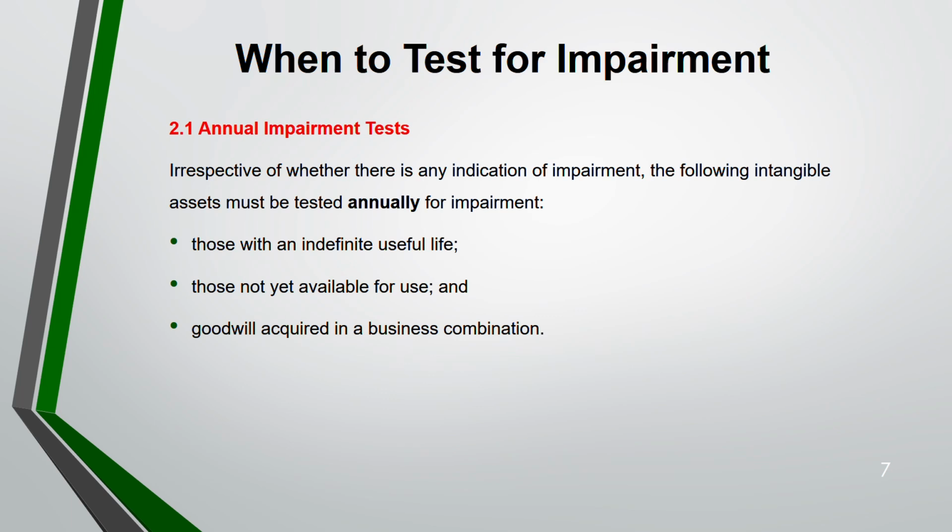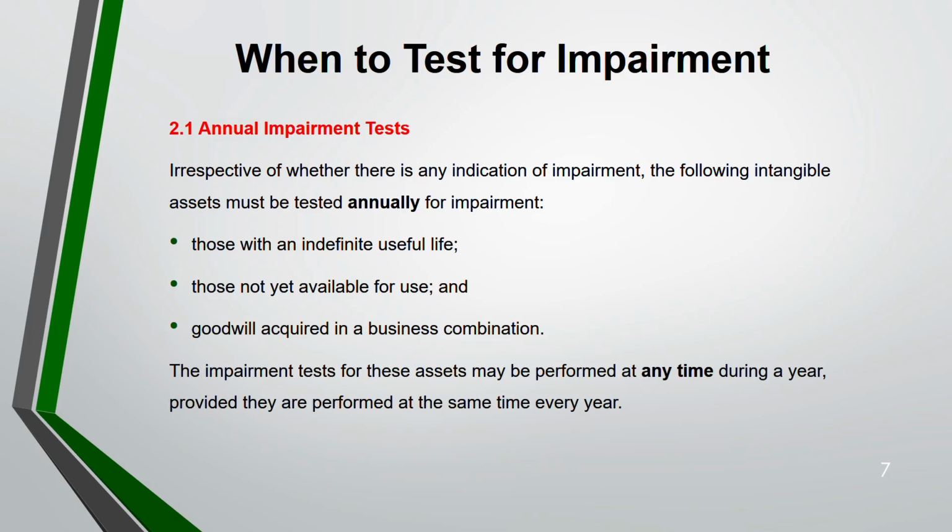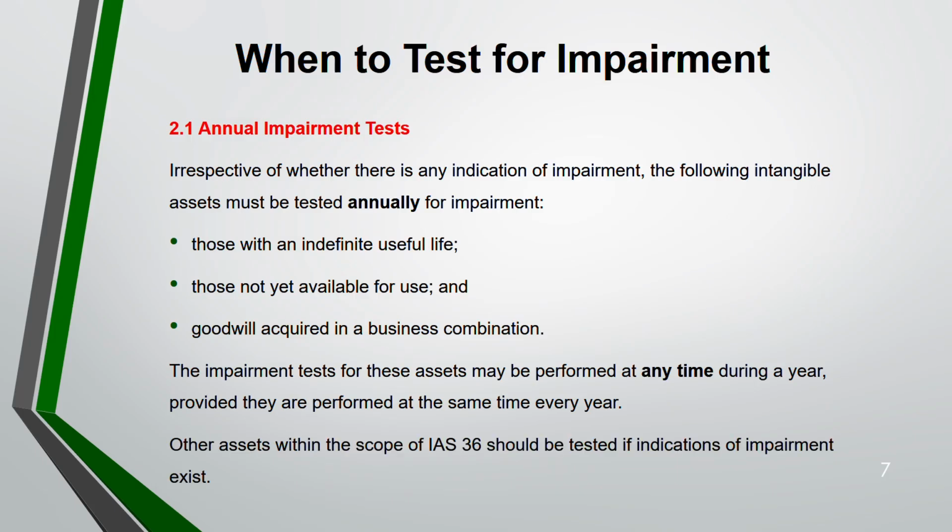So for these 3 assets, doesn't matter if indication of impairment is there or not, you have to test annually for impairment. Apart from these 3, for all the other assets, you have to first see whether there are indicators of impairment or not. And this impairment test for these assets can be performed anytime during a year. But when you do it anytime during a year, make sure every time you do it at the same time. Other assets within the scope of IAS 36, you should test if indications of impairment exist.